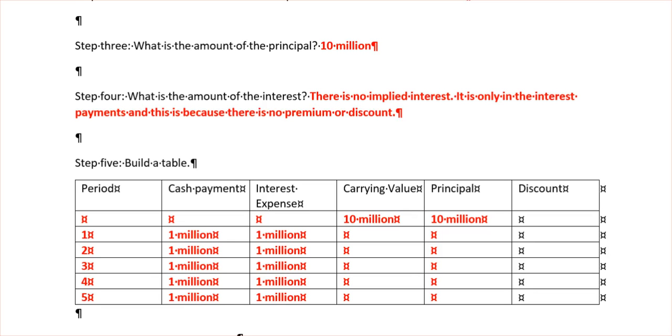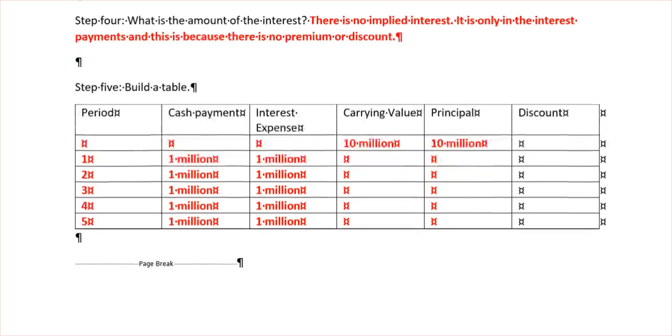And so this is a simplified version of life that you learned in Accounting 201, where there's no discount, no premium. There's no need to amortize. So this is just showing you that we could do it this way and it would work for us.